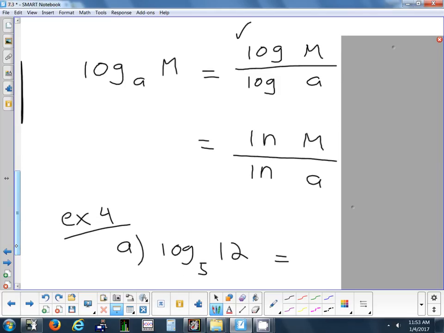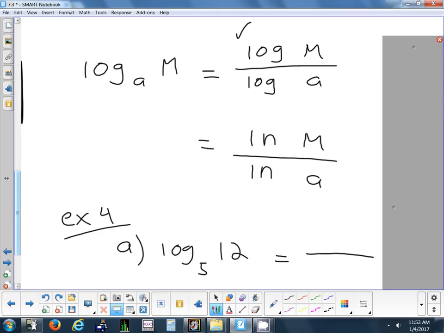Right, so I want to find log base 5 of 12. Don't have a button for base 5 on the calculator. So I have to rewrite it using the change of base formula. Every time you rewrite it, it's going to be a fraction. And what's going to go on top? Log 12. Good. And what's going to go on the bottom? Log 5. That's your answer.